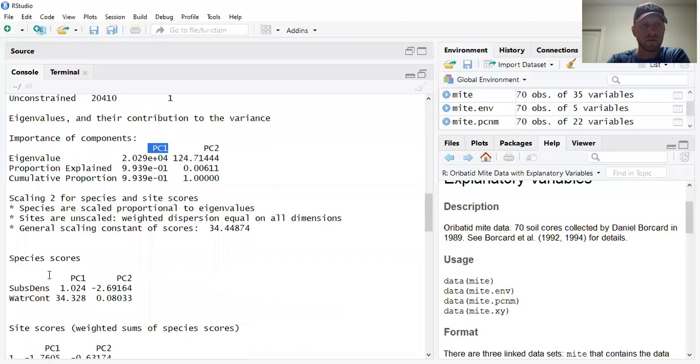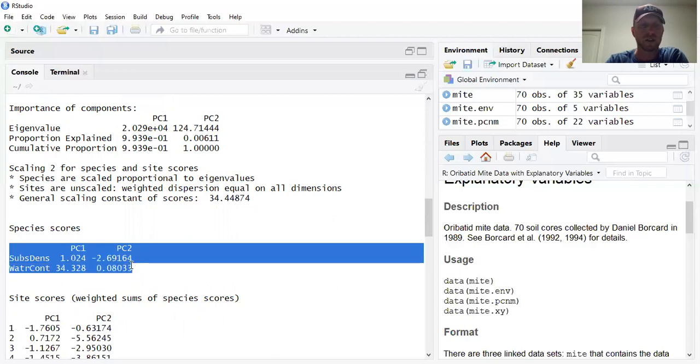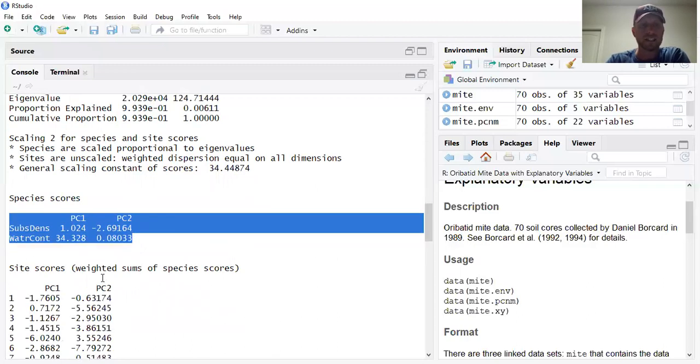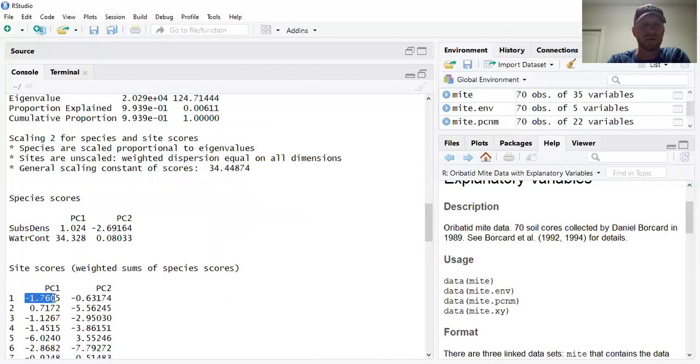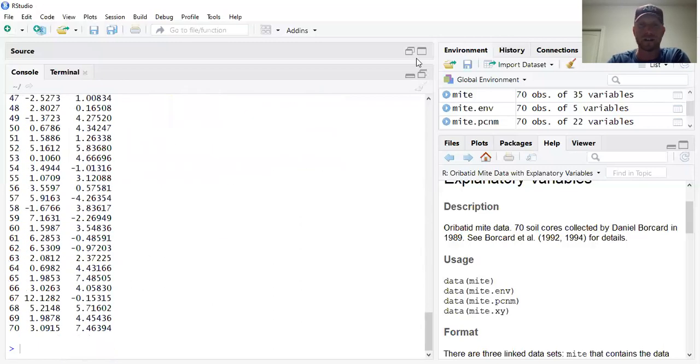So then down here, what it gives you under species score, so it's using the word species even though we're already thinking about environmental variables. It tells us where substrate density and water content fall out along PC1, and then along PC2. So we usually plot these things in 2 dimensions, and I'll show you how these coordinates plot in space. And then the site score, so these are just coordinates along PC1 and PC2 of each of those 70 locations where community data were collected and where these environmental data that we're analyzing were collected.